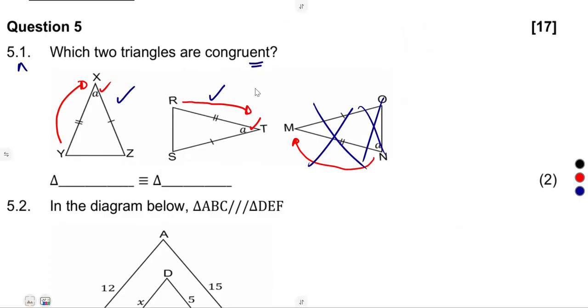Exactly the same. So meaning to say, from there, we have the side X to Z exactly the same as T to S. 1, 1. So that's YXZ. Triangle Y to X to Z is congruent to the one from R to T to S.